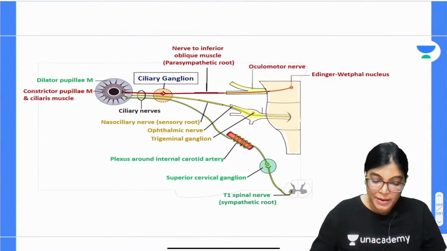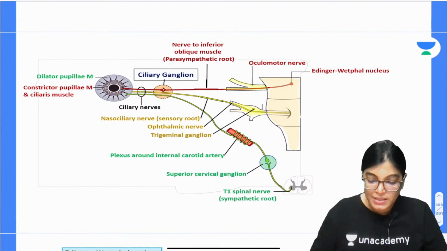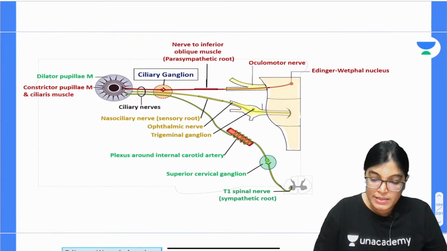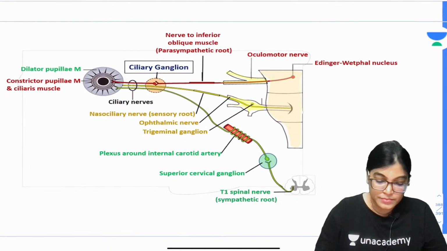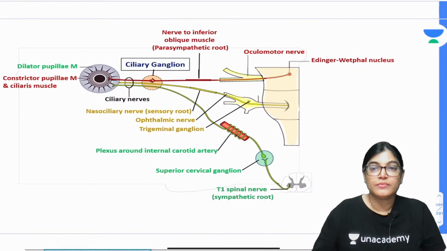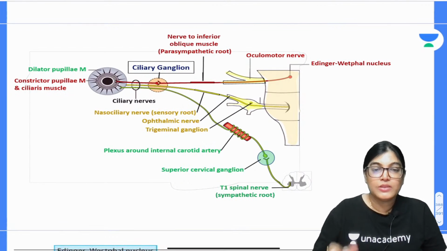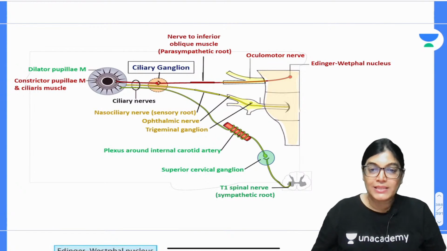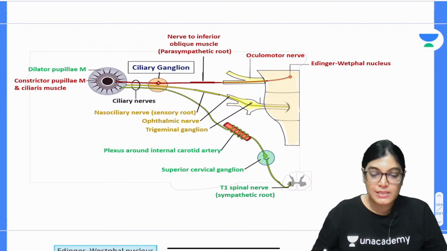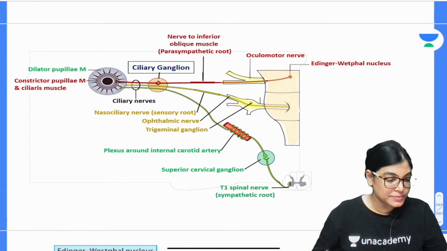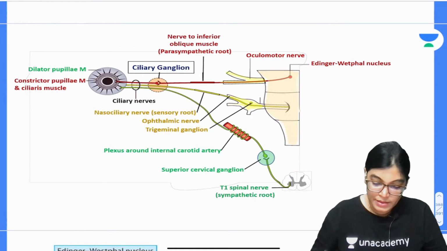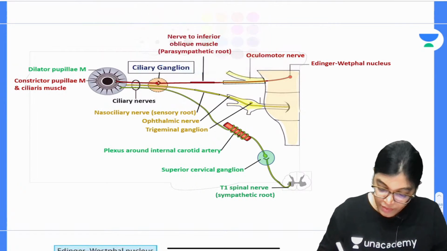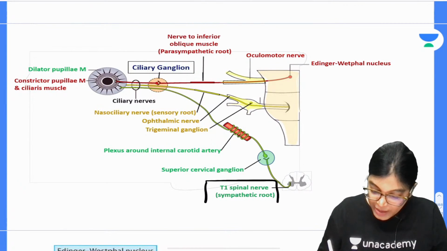Now see this diagram. What you can appreciate here is that you can clearly see three fibers. One is the sensory, one is the parasympathetic and the other is the sympathetic. So let's concentrate on the green one.